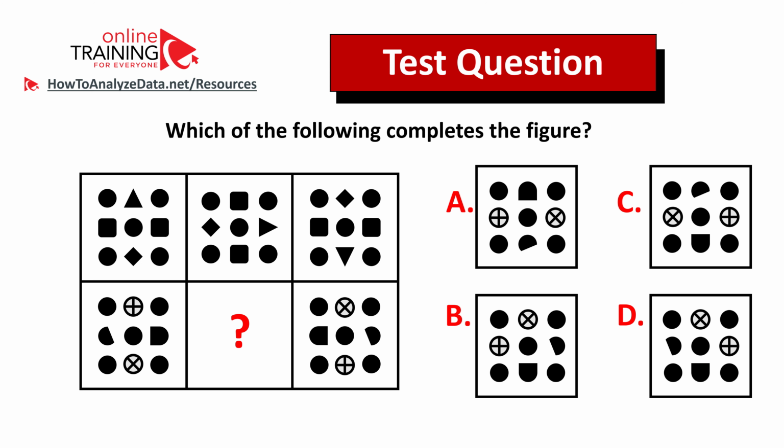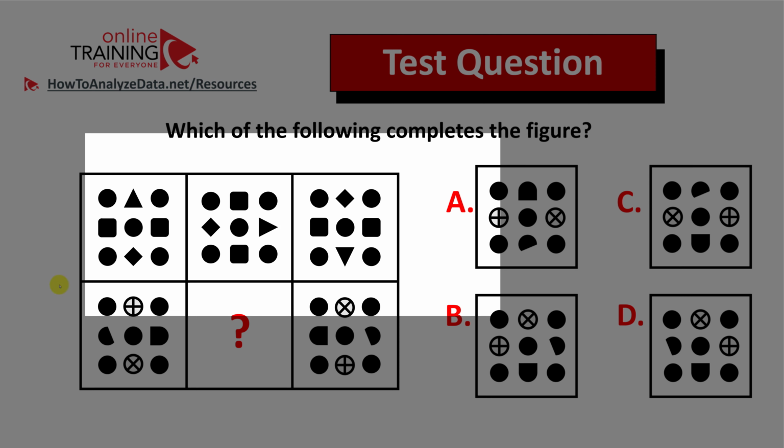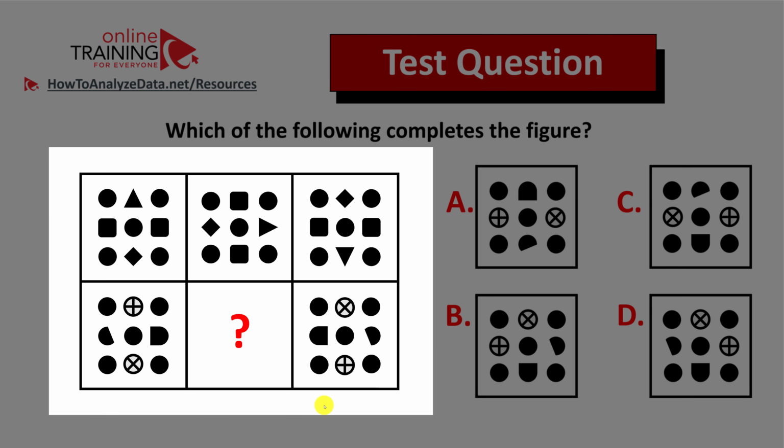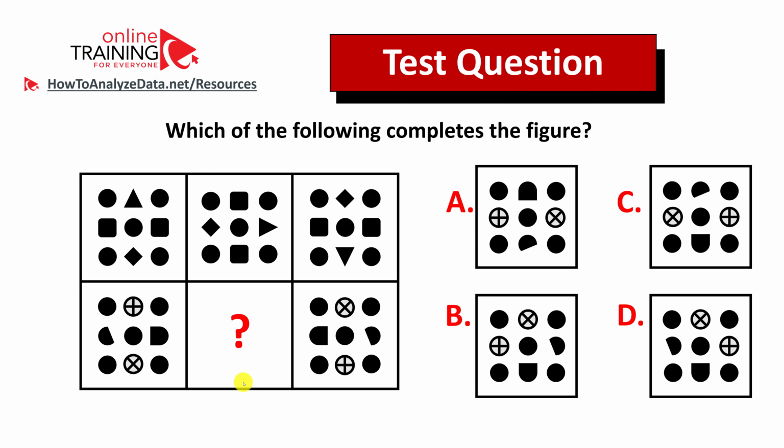And now I have a question for you. I have full confidence that you can solve this question in less than 15 seconds. Here's the question. Which of the following completes the figure? You're presented with the figure on the left, and one square is missing. The square has the question mark. You have four different choices to choose from. Choices A, B, C, and D. Give yourself 10 to 15 seconds to see if you can come up with the answer on your own. Did you figure out the answer?